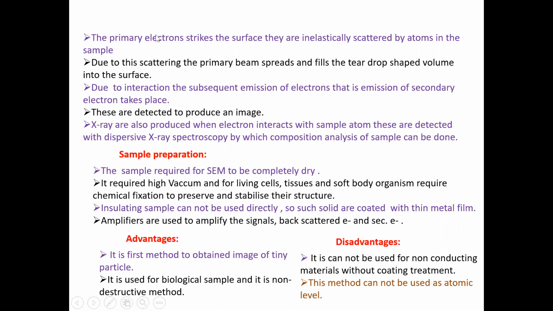And primary electrons strike, then secondary electrons are observed, recognized or spread into the sample, that is the drop or tear shaped volume. X-ray, secondary electrons, backscattered electrons, and X-ray. So these are the signals which we will observe, and then we can obtain images of different styles, right.